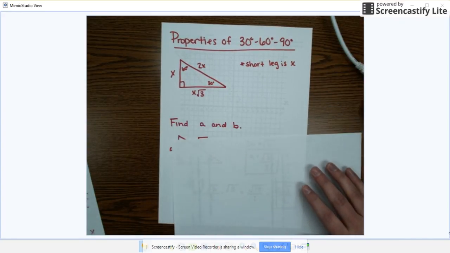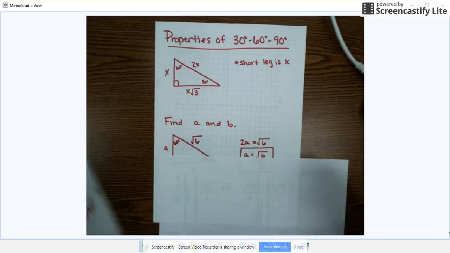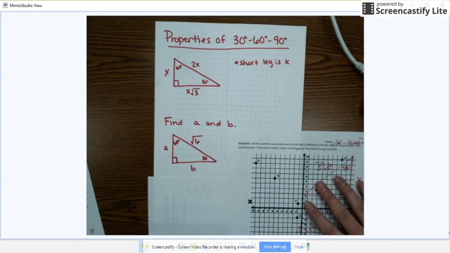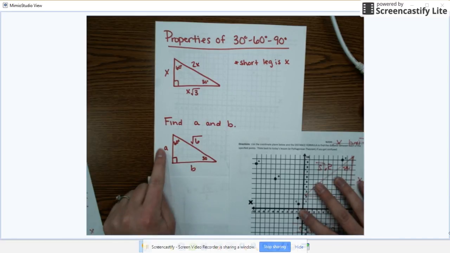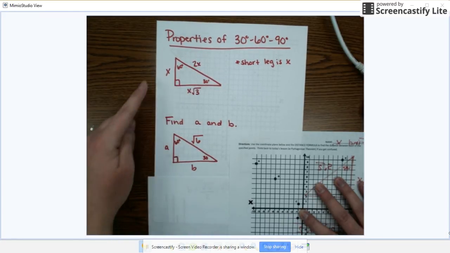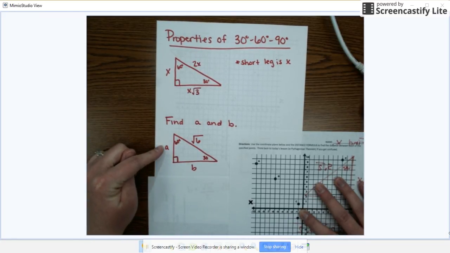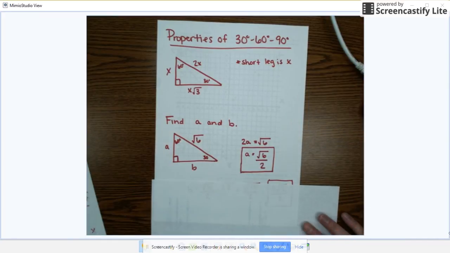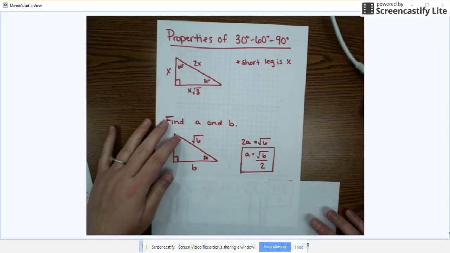So here, let's see. Here we have a triangle. We need to find both A and B. So we know our hypotenuse. Well, we know that our hypotenuse is twice the length of our short leg. So we need to solve for A first by taking our hypotenuse divided by 2. That doesn't really simplify other than square root of 6 over 2.